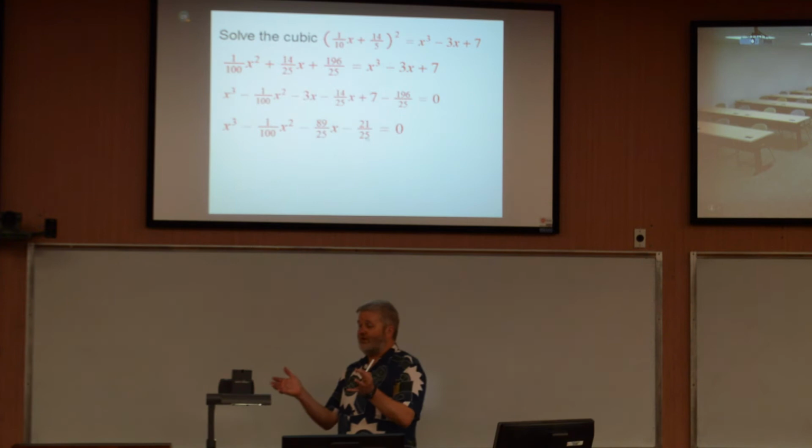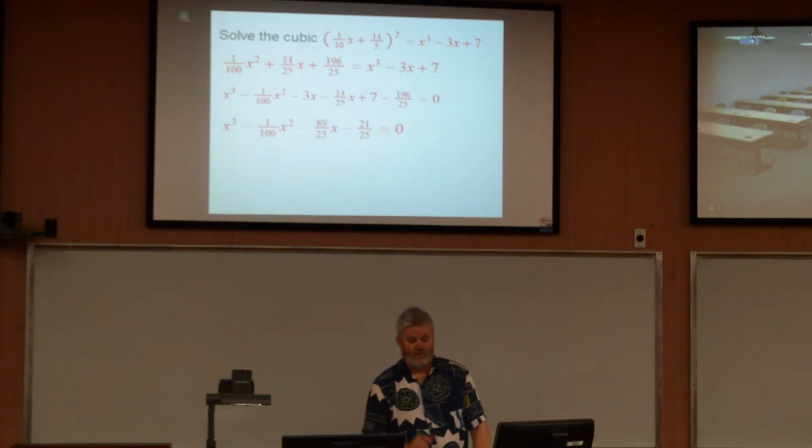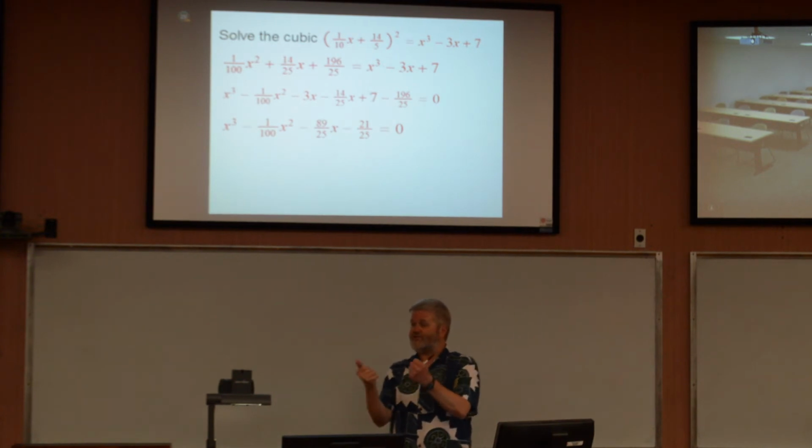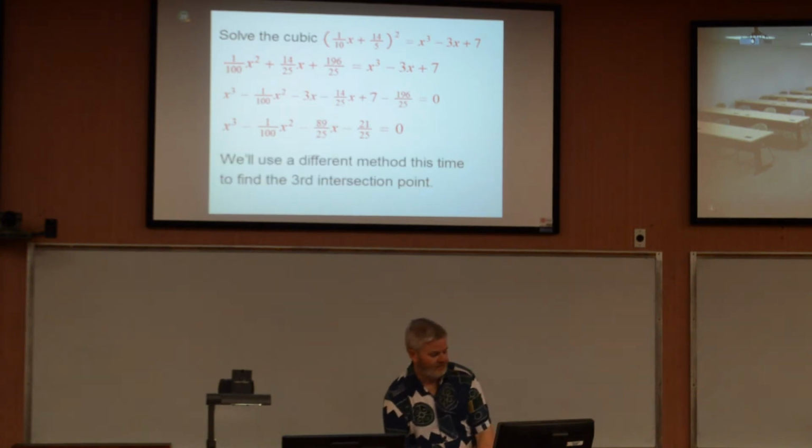We could do that same thing, use synthetic division, but there's another way. There's really a neat way to find the third intersection point. Because now we have 2 points and they're different. Last time we had 2 points, but they were the same. So we use a different method this time to find the third intersection point.